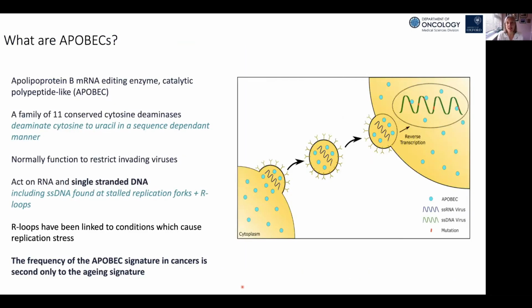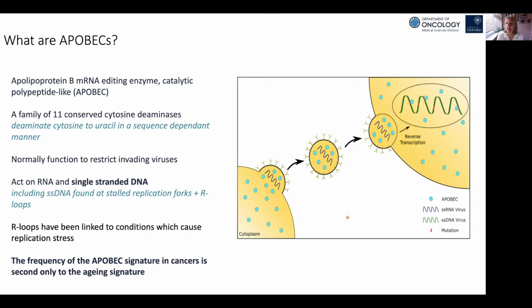And one of the families of proteins that we've become interested in recently are the apobecs. So for those of you who are unfamiliar, this is a family of 11 conserved cytosine deaminases. And so what that means is that these enzymes are able to deaminate cytosine to form a uracil, and they do this in a sequence-dependent manner. So some of you may be thinking, why on earth would we have enzymes that can do this in our bodies? This is a defense mechanism. The apobecs' primary role is to protect us from viruses. So by mutating viral DNA, they can protect us.